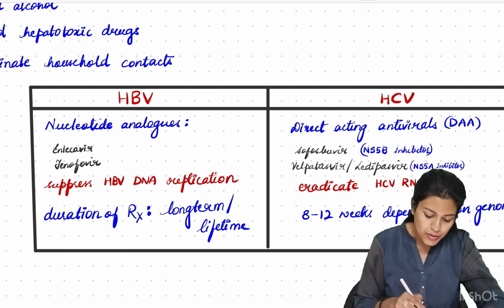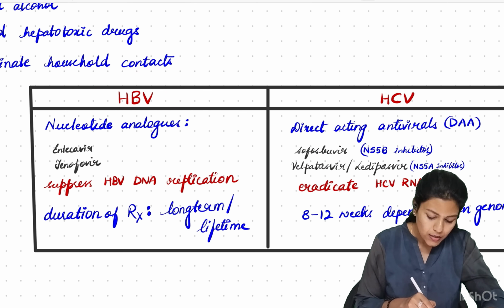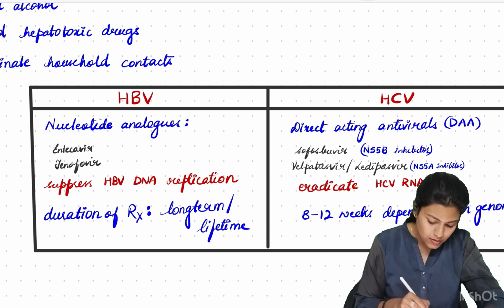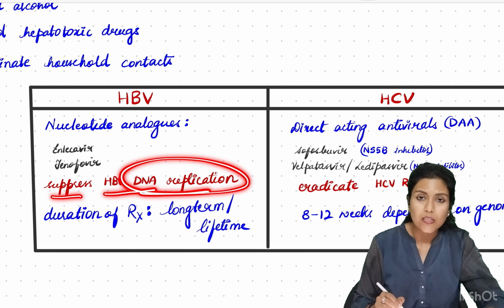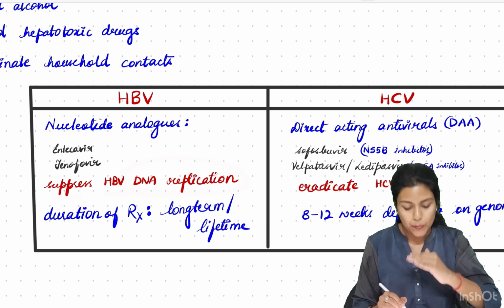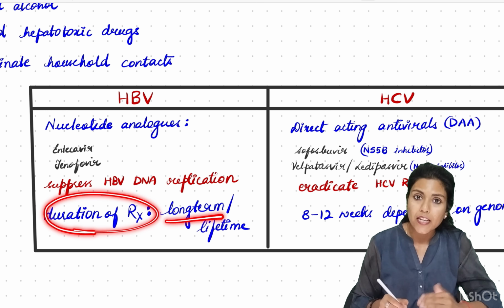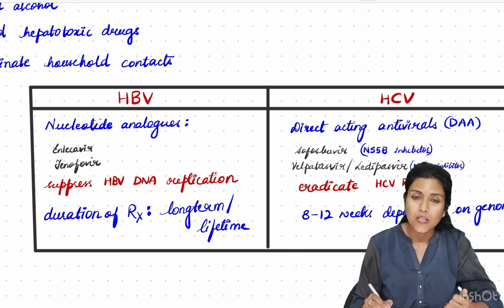Specifically coming to the hepatitis B virus, nucleotide analogues are given. The nucleotide analogues are entecavir and tenofovir. These suppress HBV DNA replication. They will suppress the viral genome replication, and the duration of the treatment is long term. It can even be lifetime.